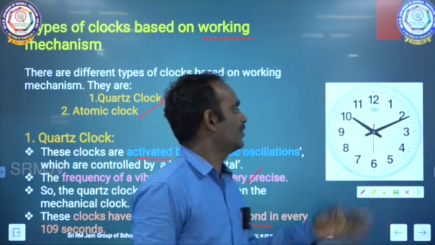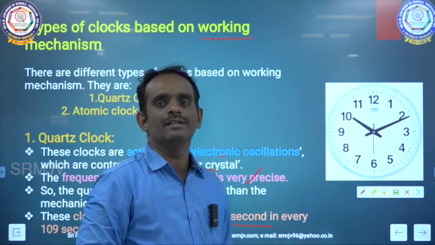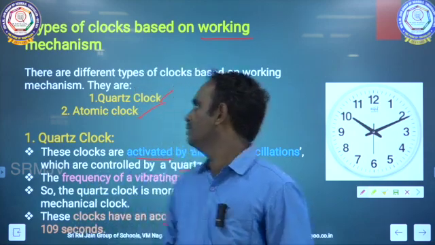See the picture of the quartz clock? You are able to see the accurate time. Okay? Next we move on to the atomic clock.